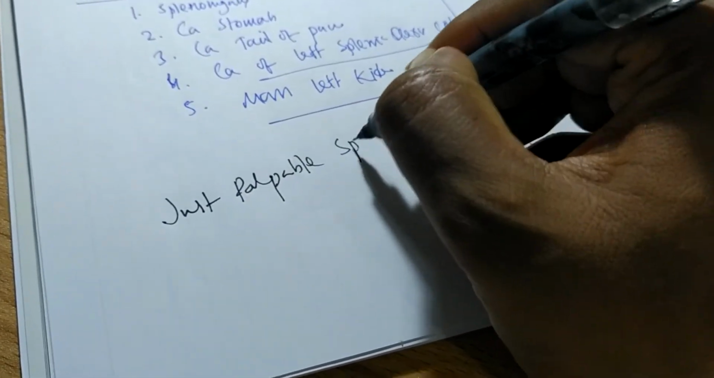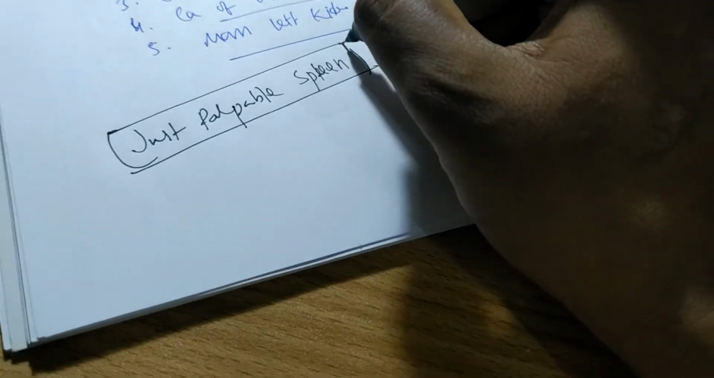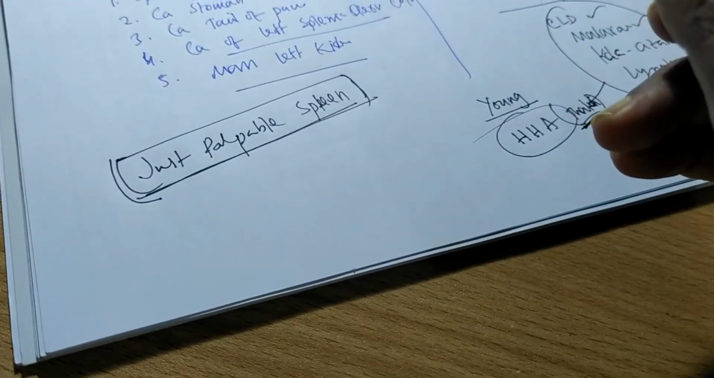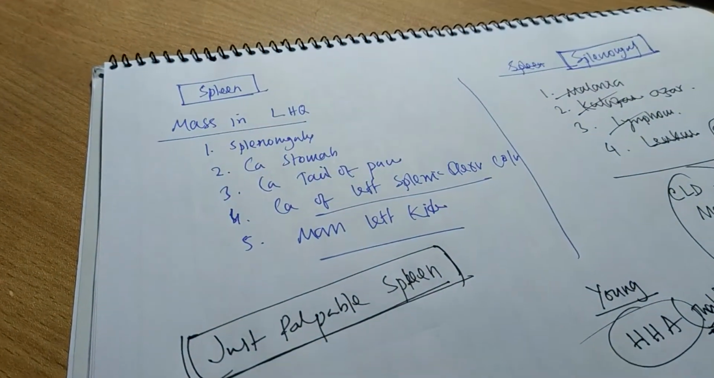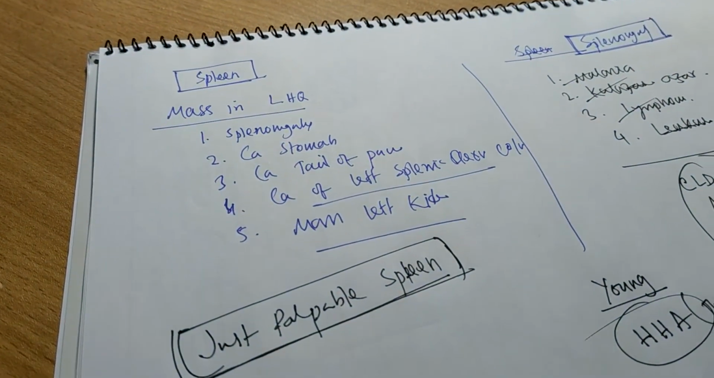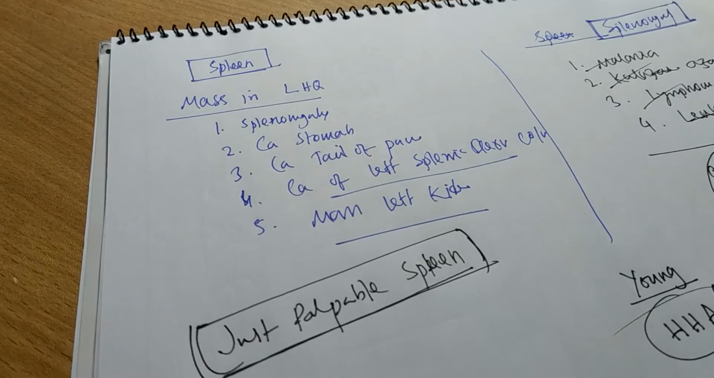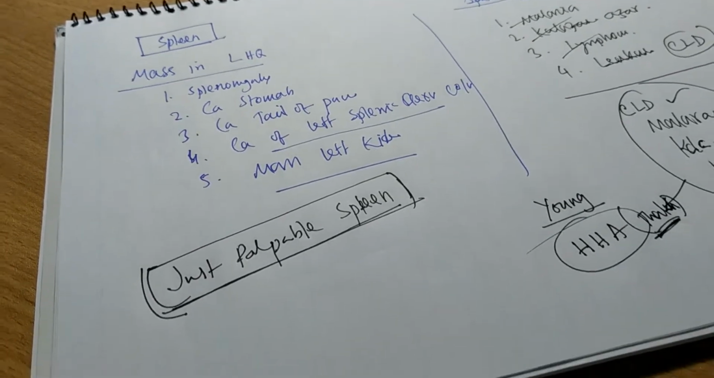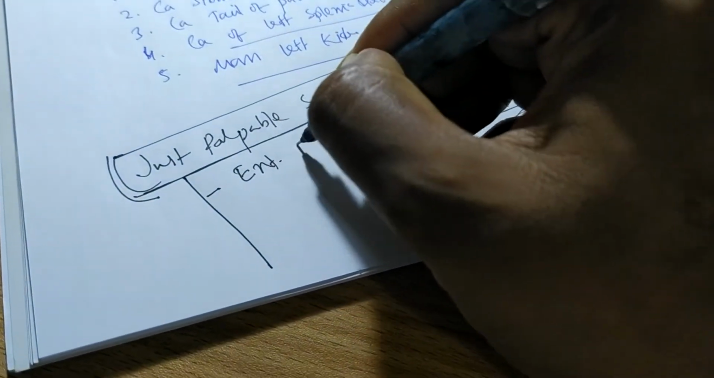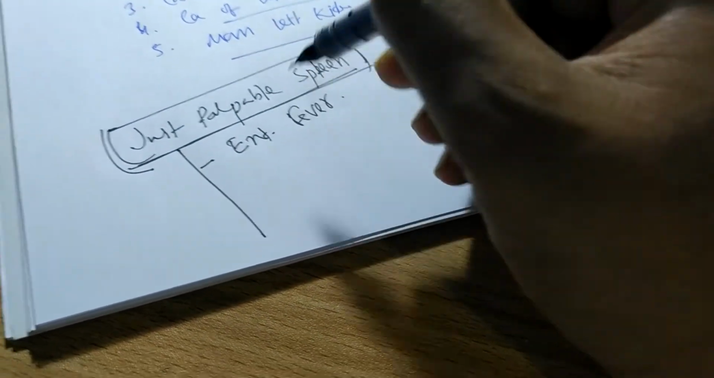Just palpable spleen, or at least you may be asked what are the causes of a just palpable spleen. Just palpable at the left costal margin. So what are the causes? You should memorize it. Number 1, enteric fever, that means typhoid.